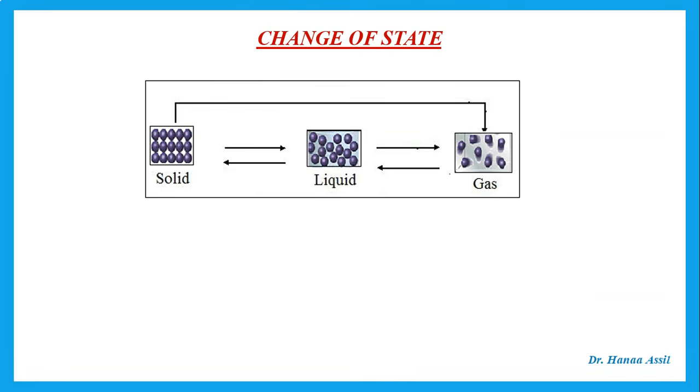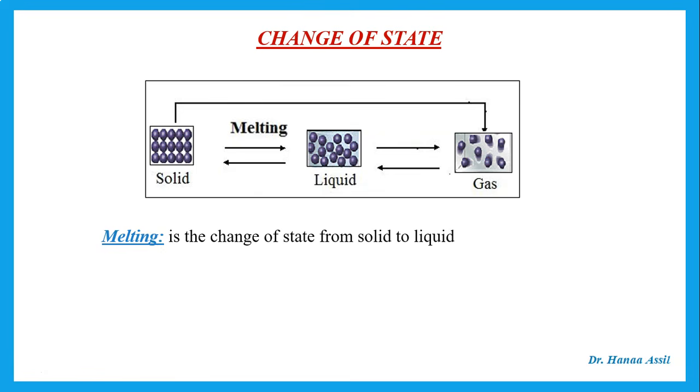Let's talk about change of state. So if I have a solid, what should I do to the solid to change it into a liquid? I should heat it. So when you heat a solid, or when you leave a piece of ice at room temperature, it will start to change into a liquid. This change from solid to liquid is called melting. So if we say what is meant by melting, melting is the change of state from solid to liquid.